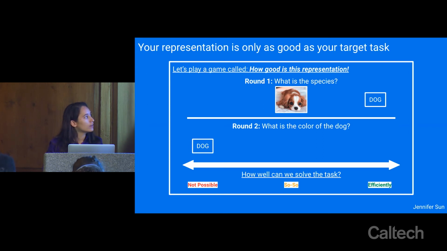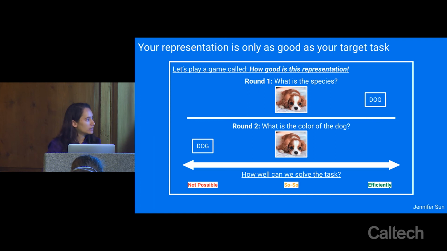But this very efficient representation in the first case is no longer possible to solve this new task in the second round, if we wanted to change the task that we have for our data. And so the representation of dog, despite being the most efficient representation in the first case, cannot answer the second question that we give to it. Versus if you have the picture of the dog, it's still a so-so representation in terms of efficiency, but it can still solve the task.